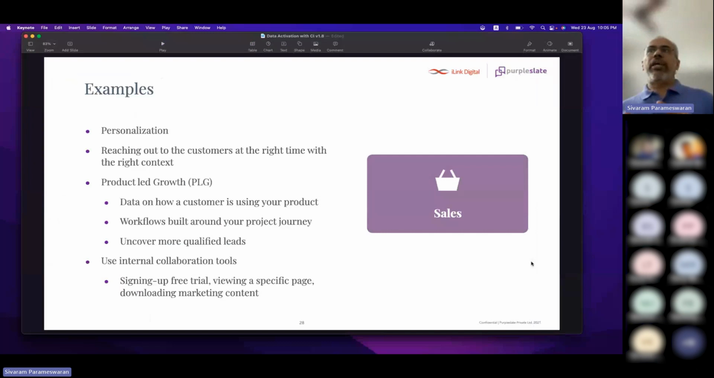So that's the whole idea behind one example of how data activation could be used within sales, which is personalization: reaching out to the customers with some context. In this particular case, the context is around the orders or the transactions which I have done recently. And another key thing, which is very popular within sales, is called product-led growth.